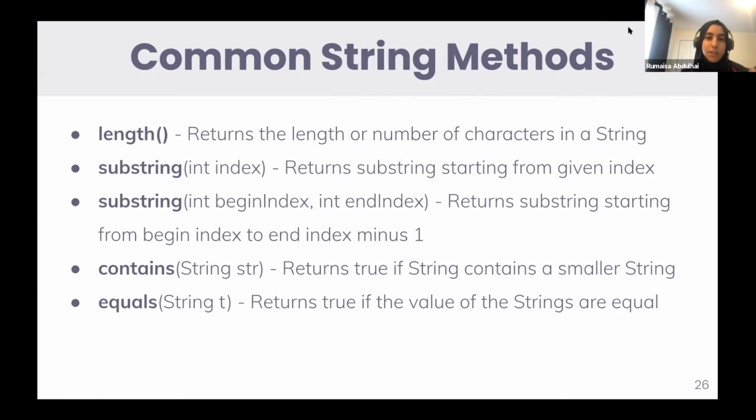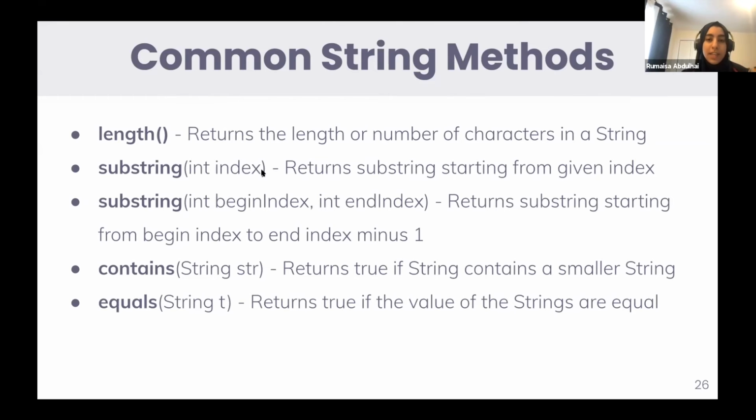And there are 2 ways you can call substring. One version of substring, you pass in the starting index, and then it goes all the way to the end. So it returns a substring from the starting index all the way to the end. The second version of substring returns the substring starting from the beginning index to the ending index minus 1. We'll go over examples in the next slide. So if you're a little bit confused, that's okay.